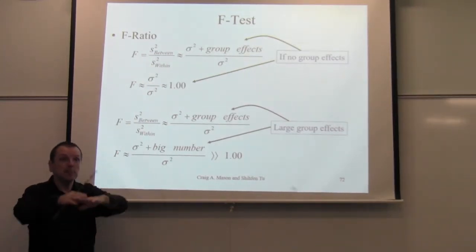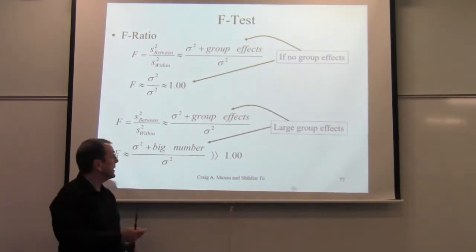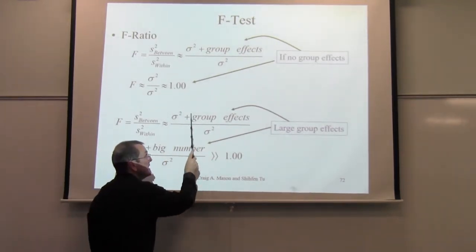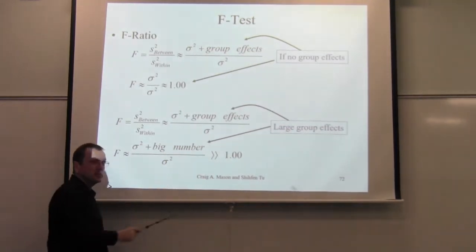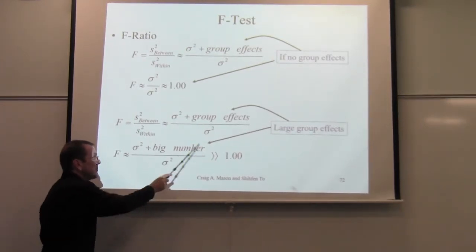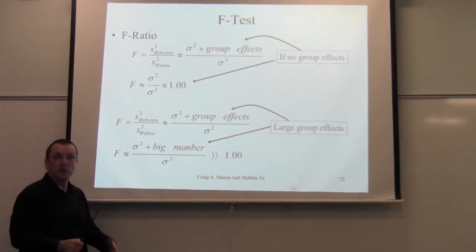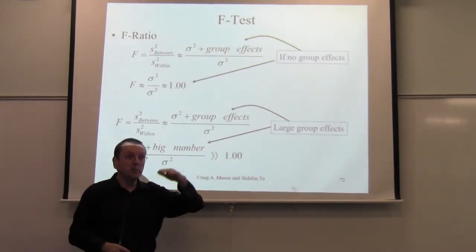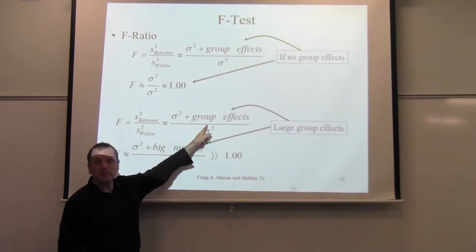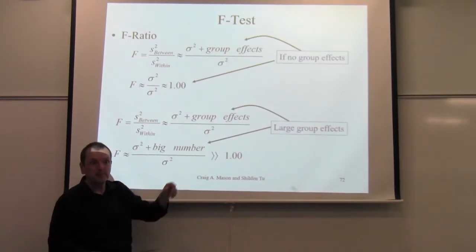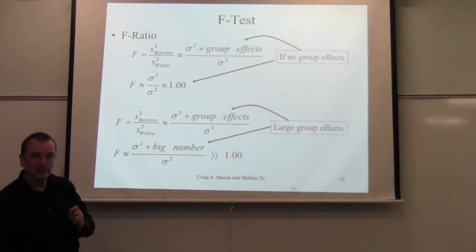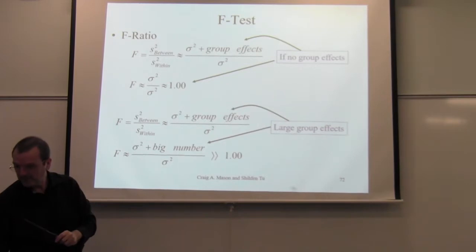On the other hand, let's say we got giant effects. Let's say our effects are really big. Then variance between is sigma squared plus some really large group effects, divided by sigma squared, which gives us sigma squared plus some really big number divided by sigma squared, so F gets bigger and bigger and bigger. So the bigger F gets, we are assuming it is because those group effects are bigger and bigger. Pretty cool. Make sense? If you're following, that's good.